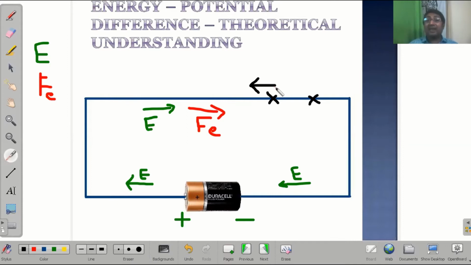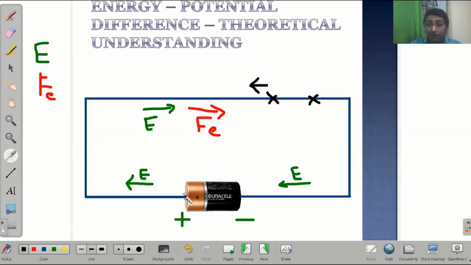In fact, they will accelerate. Obviously, wherever there's a force, there's an acceleration. Newton's second law, if you remember, F is equal to ma. Wherever there's a force, there's an acceleration, and all these electrons are accelerating in the reverse direction. And all of this is happening only because this battery has established a potential difference at the two corners.